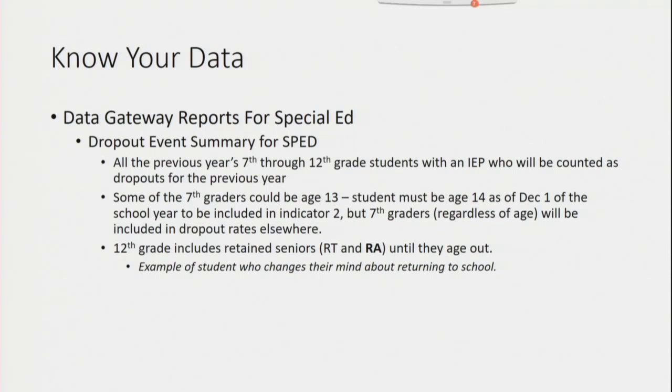Just to be aware, some of the seventh graders could be age 13. Since Indicator 2 is based on age, it's 14 through 21-year-olds. You might see some students in this report who won't end up being in your Indicator 2, but it's good to check on their data and make sure it's correct anyway. And beware that 12th graders, even if they're retained seniors who are past their cohort year, will be included in the dropout rate, all because it's age-based, age 14 through 21. So you'll want to check on them too.